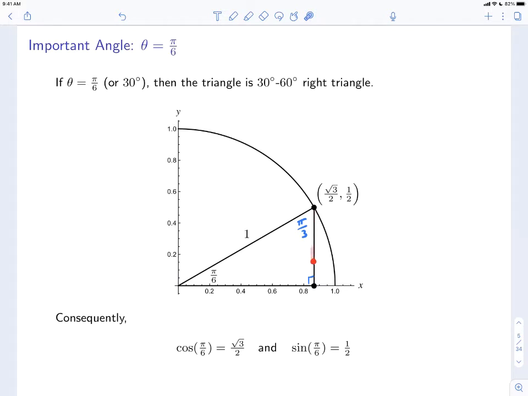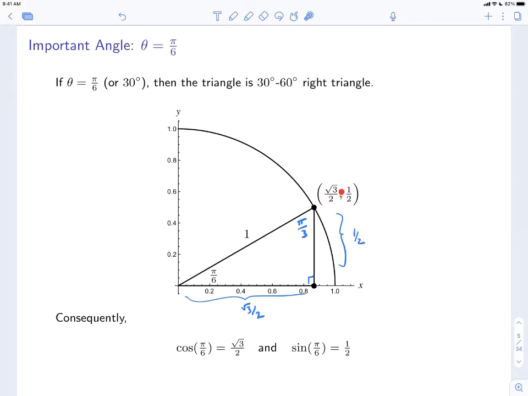Well, we know that the shorter side is half the hypotenuse. So that tells us that this side length is 1/2. That gives us the y-coordinate, so the y-coordinate is 1/2. Furthermore, the length of the longer side, or the longer leg, I should say, is square root of 3 over 2.